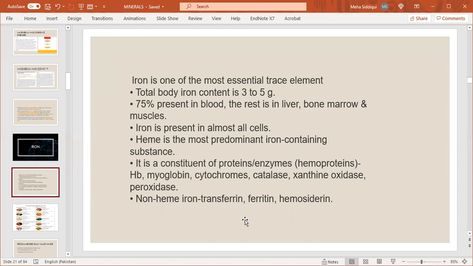The rest is in liver, bone marrow, and muscles. Iron is present in almost all cells. Heme is the most predominant iron-containing substance. It is a constituent of proteins or enzymes, hemoproteins, that is hemoglobin, myoglobin, cytochromes, catalase, xanthine oxidase, peroxidase. Non-heme iron compounds are transferrin, ferritin, and hemosiderin.